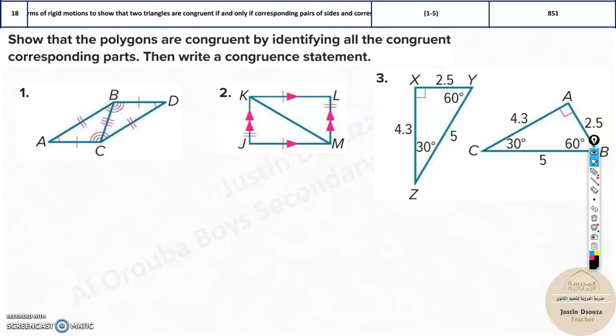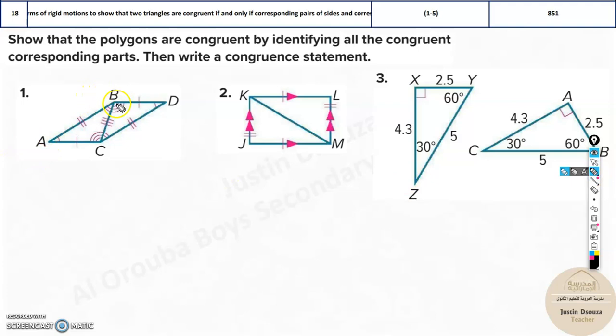In fact, you need to pause the video now and answer these by yourselves and then check for the explanation. Look over here, A, B, C, B, C, D. Look at these triangles. You can see these lines. If one line and one line, they would mean they're the same, they're equal. If it's two lines like this, this is equal. So now all we need to do is write the congruency statement.